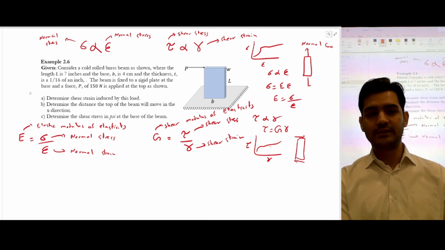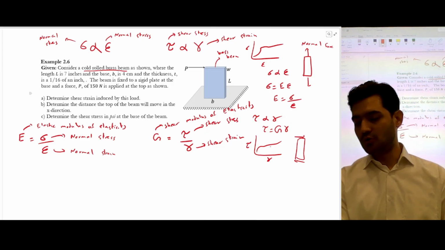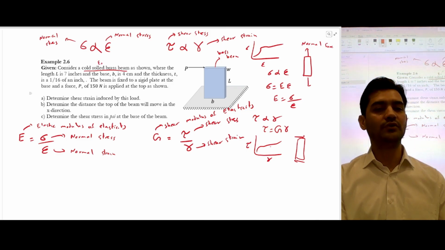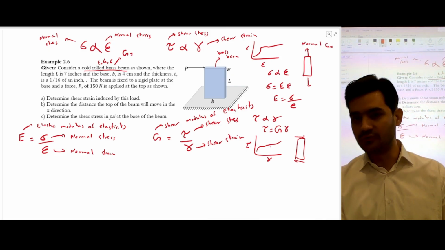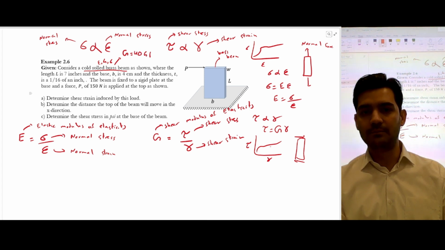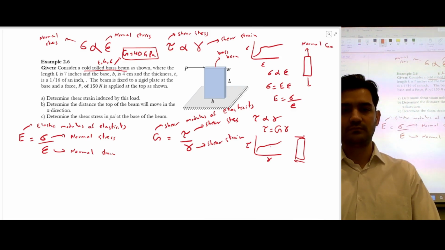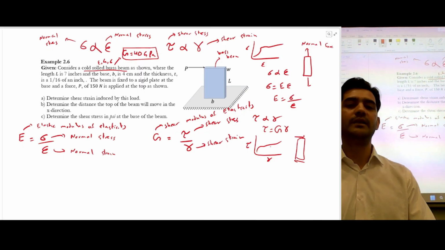So the question is, consider a cold rolled brass beam. So this is a brass beam. Since it's a brass beam, we can know the material properties. We know E for this, we know G for this, we know the yield stress for this. Since we are talking about shear stresses, I'm gonna give you the G value for this, which is 40 gigapascal. So in the exam, I will give you these values. And in the homeworks also, whenever you have to do calculations using material properties, the material properties are given.